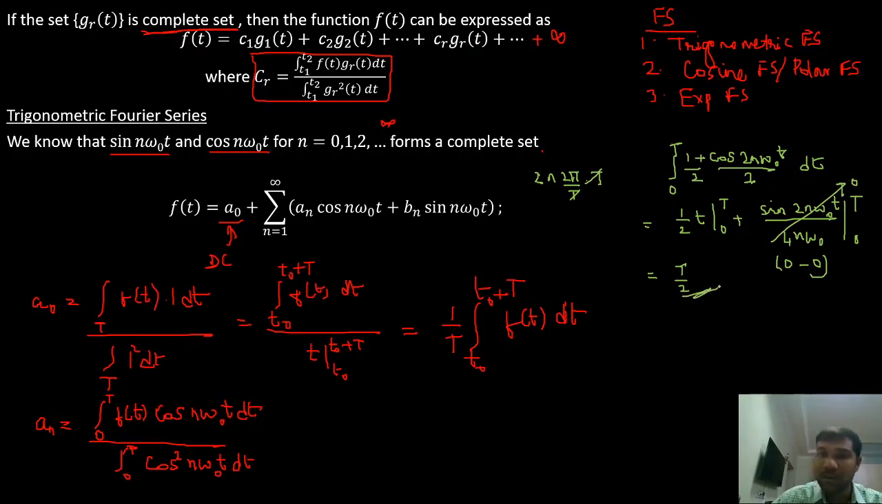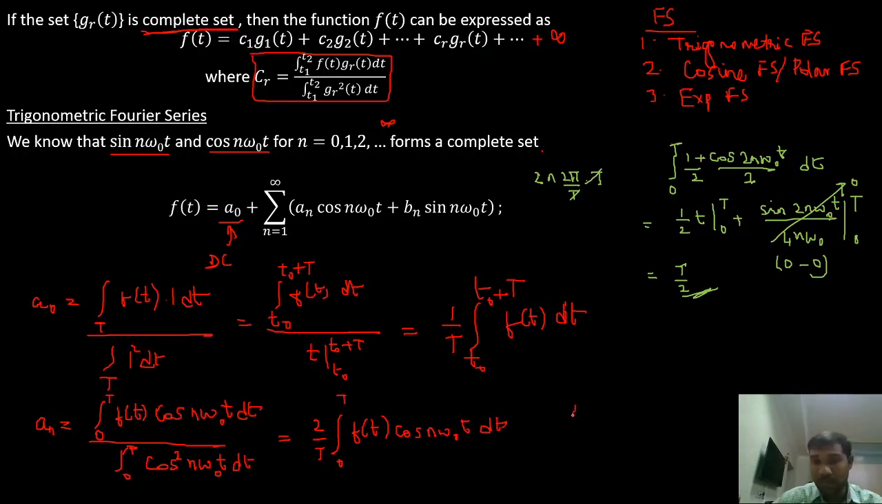So I'm left with T by 2. Therefore, this denominator is T by 2. So if I get it outside, I'll get 2 by T integral 0 to T, or I can also write t naught to t naught plus capital T, f of t cos n omega naught t dt. This is my an.